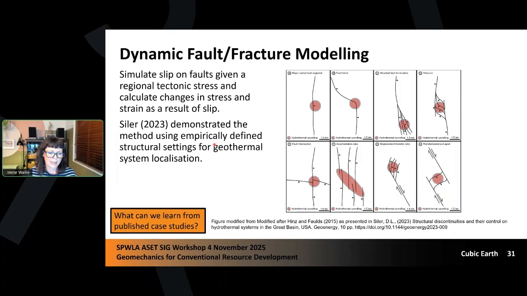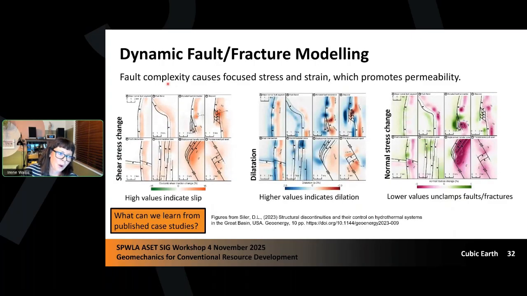It's been well recognized in other geologic settings, but this is out of the Basin and Range, where we're looking at a plan view of fault patterns and where the geothermal systems are localizing. So you're seeing them localizing in these complex interaction zones. And so Drew's modeling has shown that the fault complexity inside those fault interaction zones are focusing the stress and the strain, which is promoting the permeability. So herein lies your sweet spot analysis when you're looking at the reservoir scale, but it's not equally so.